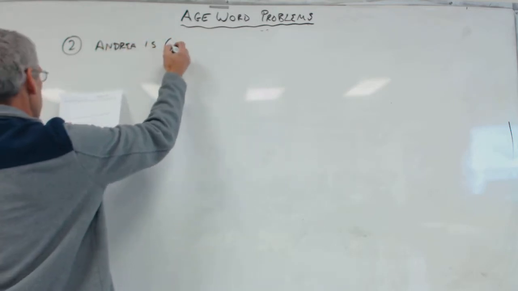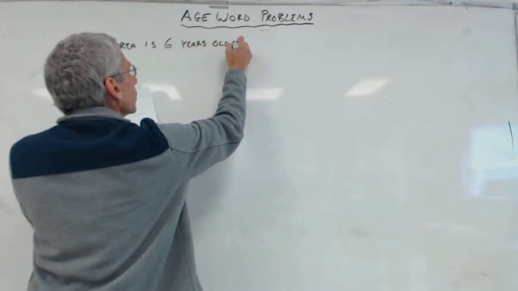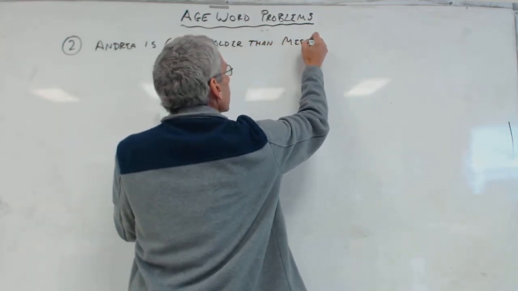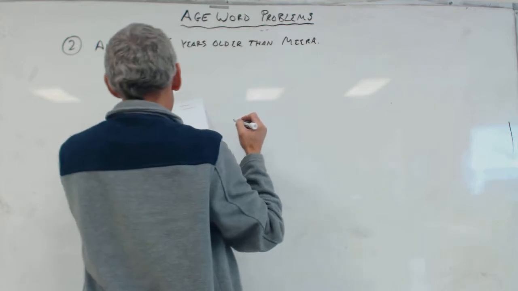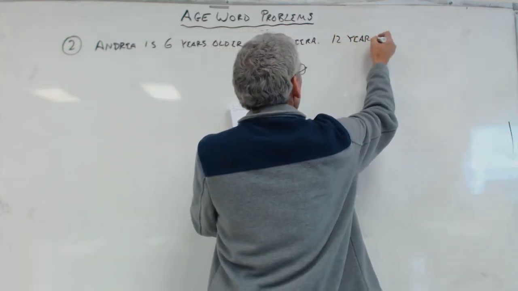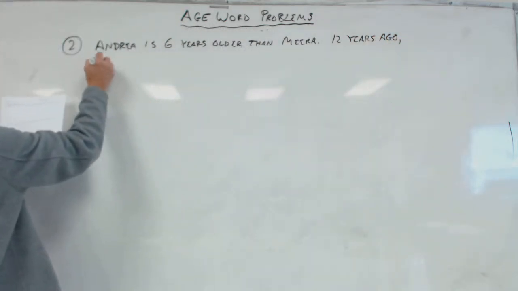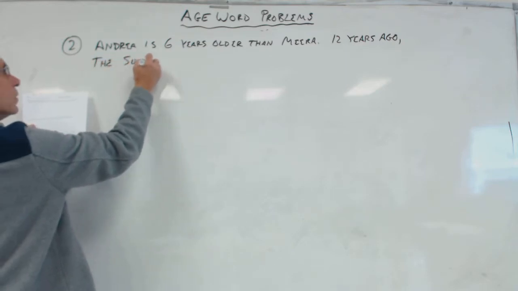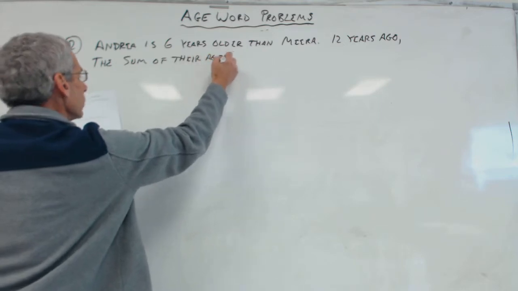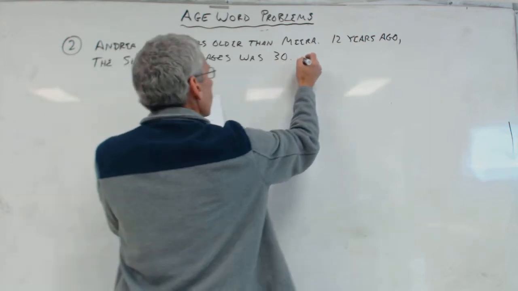Andrea is 6 years older than Mira. 12 years ago, is that going to be plus 6 or plus 12 or minus 12? Minus 12, right. 12 years ago, the sum of their ages was 30. How old is each now?